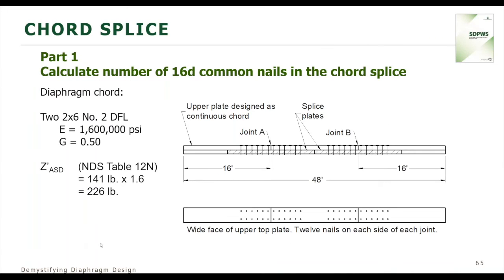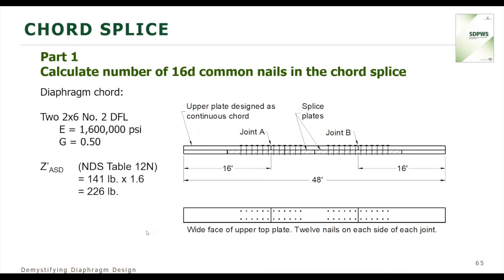Now, utilizing all of that, the first part of the design is that we're going to design our chord splice, with a given of 2x6, number 2 Douglas fir larch. We're going to say that for each chord, one top plate is designed to resist the induced axial force, whether it be tension or compression. And then the second top plate is designed as a splice plate, which is shown here. This is the chord, and we're going to have the splice here and the splice here. And then for the connection, we're going to use 16 penny common nails.